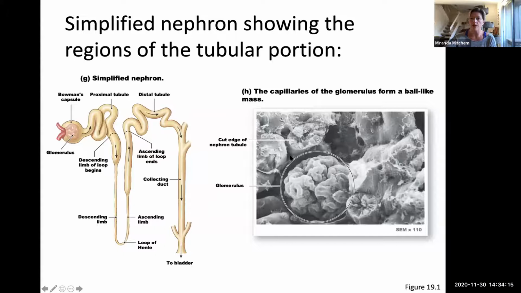This picture here is showing the blood vessels that form up this glomerulus. So this is one of the capillary beds associated with the portal system of the nephron, the glomerulus itself. And these are areas that can be damaged from high blood pressure. This is a filtration unit. So anything that clogs up the filtration ability could have an impact on the body.